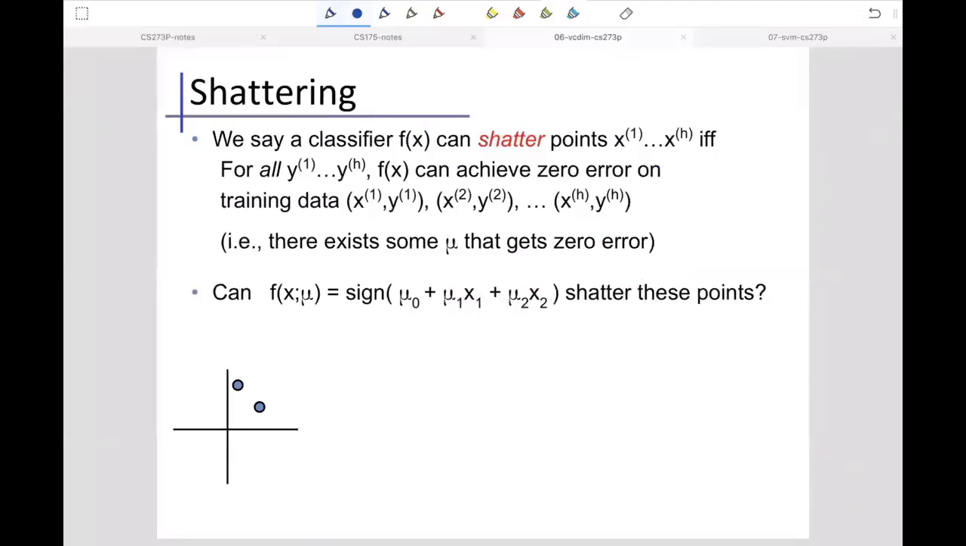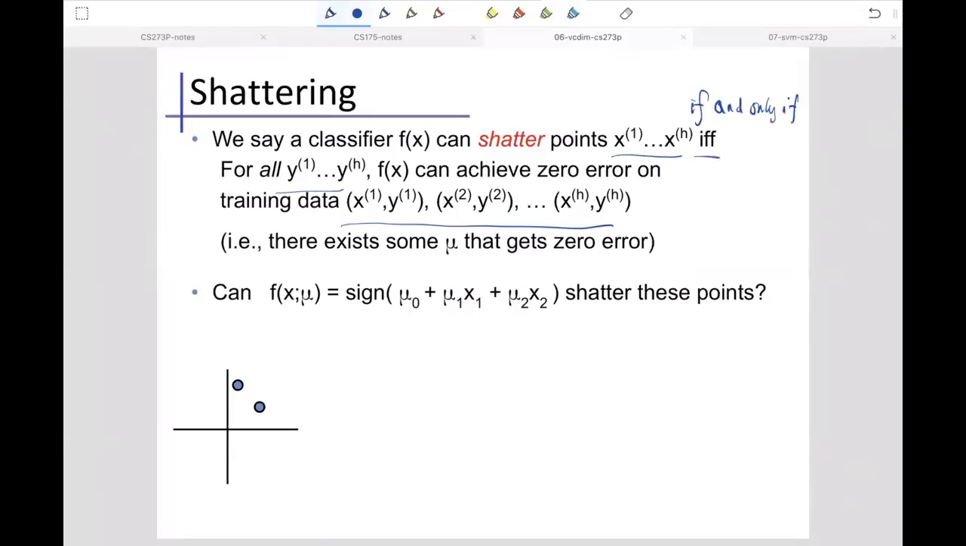We say a classifier, in general, a classifier can shatter points x1 to xh, can shatter h points, if and only if for all these points, this classifier can achieve zero error on the training data sets.